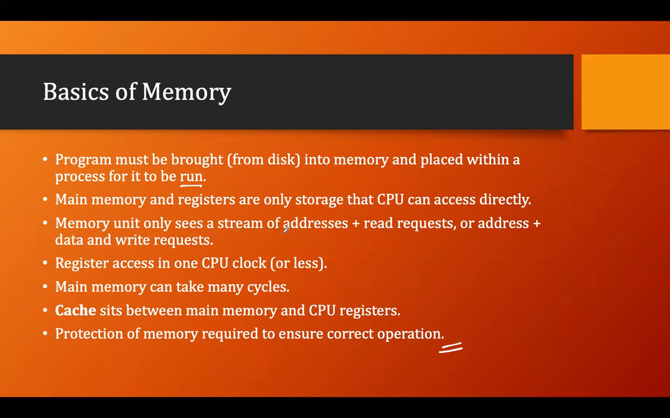The memory unit only sees a stream of address plus read request. So in the memory unit, we have the stream of addresses either with the read request, or we have the address plus data with the write request. So we can read the data, we can write the data. If you want to read the data, we should have the address. If we want to write the data, we should also have the address as well as the data that we want to write on it.